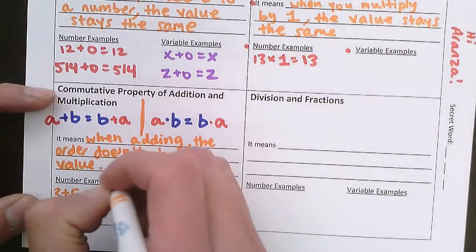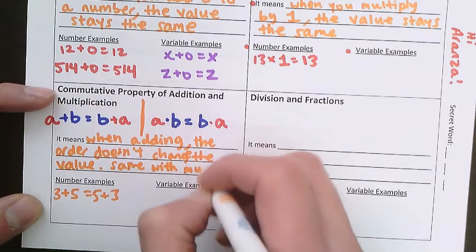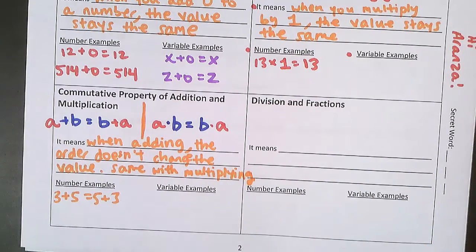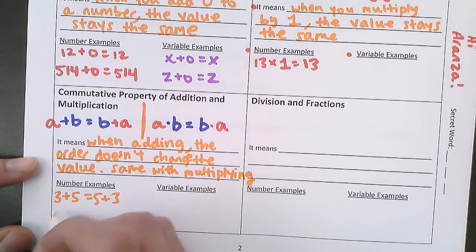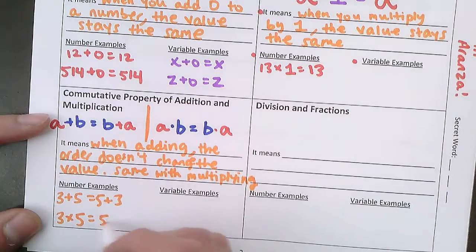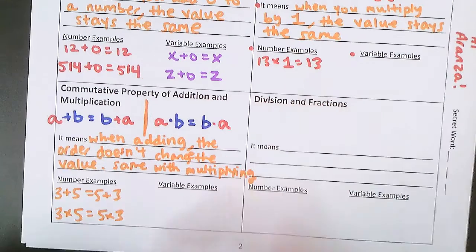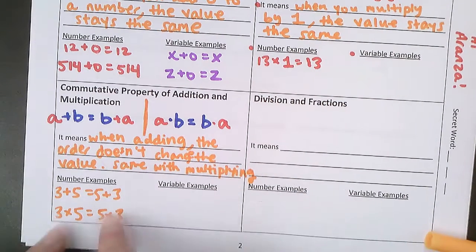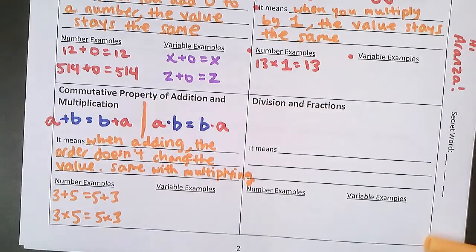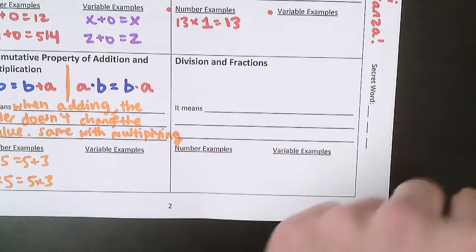And then next to this, we're going to say same with multiplying. Sorry, kind of running out of space here. I have to write small. So what that means is, let's say you have 3 times 5. If we change the order of it and made it 5 times 3, well, 3 times 5 is 15. 5 times 3 is 15. Changing the order doesn't change the value. Okay, now I want you on your own to write 2 examples using variables. And we're going to move on to the last one.